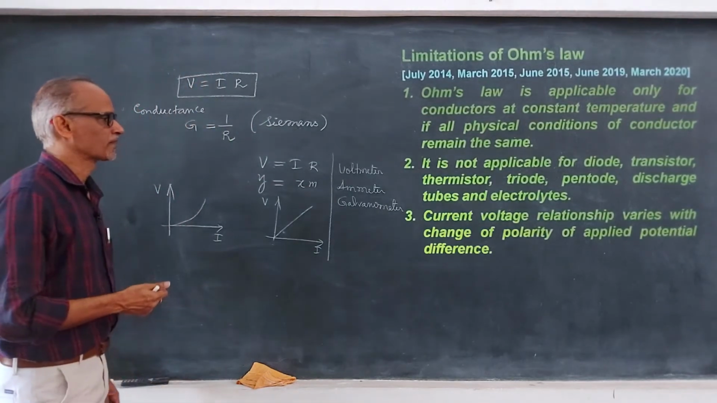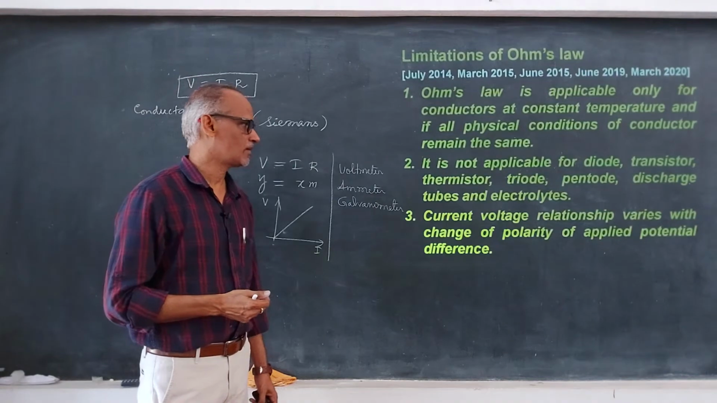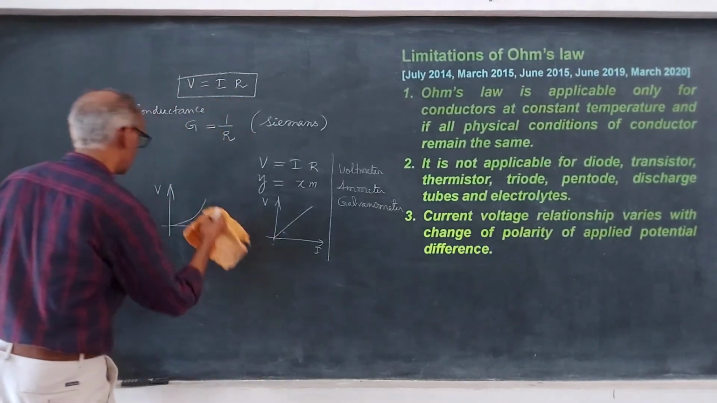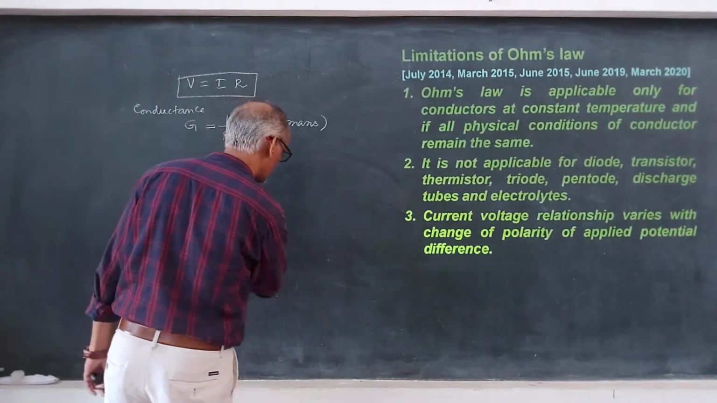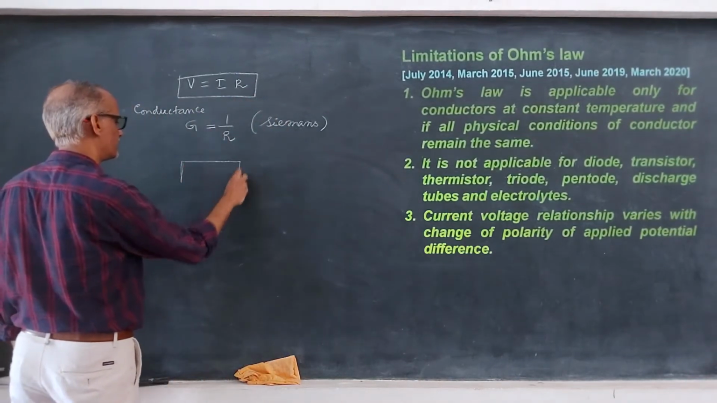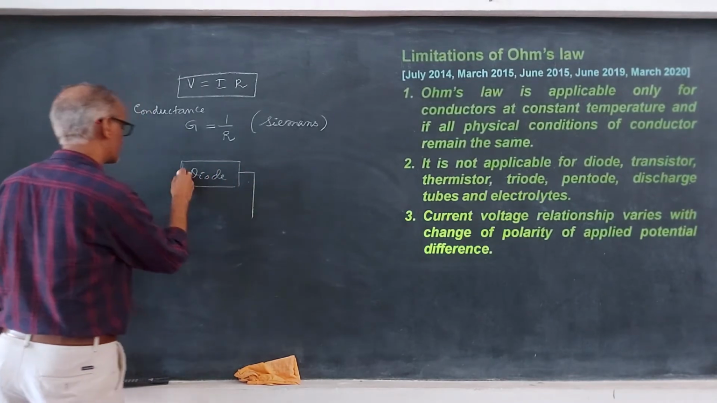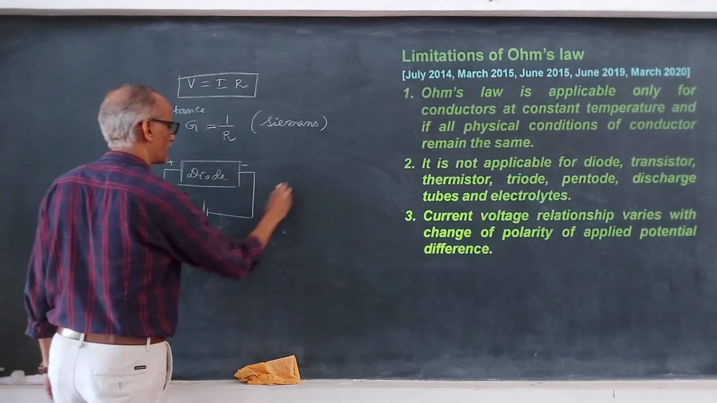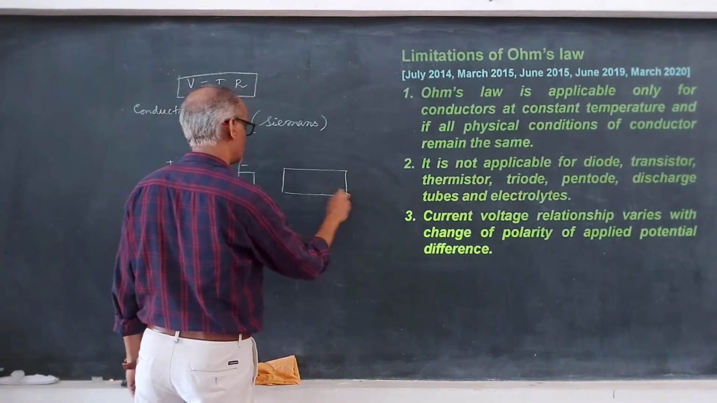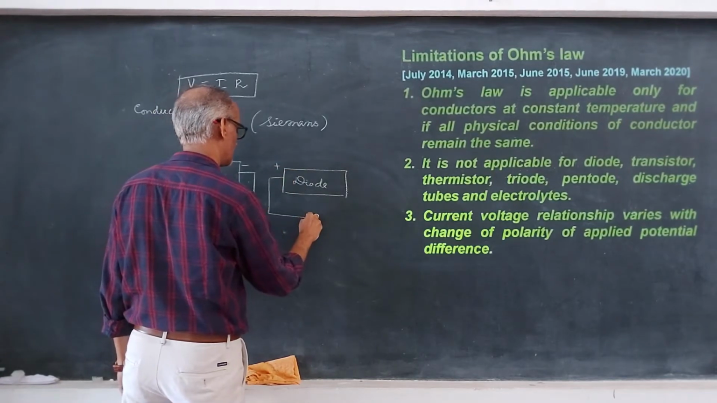And the third one: the current-voltage relationship varies with the change of polarity of the applied potential difference. I am going to explain what it means. Suppose I take a device like a diode, and I connect the diode like this. Then again I am going to connect the same diode in a different manner like this.